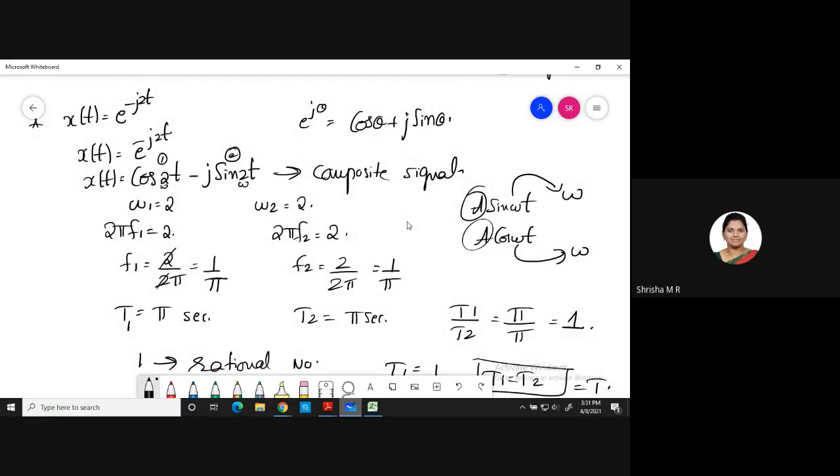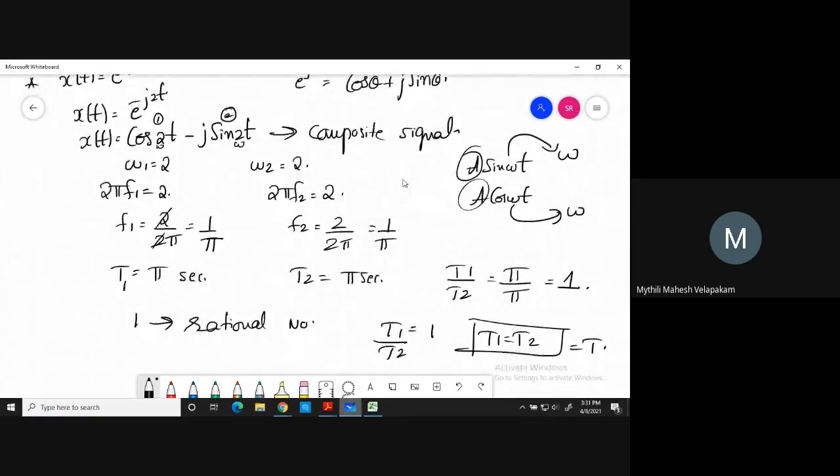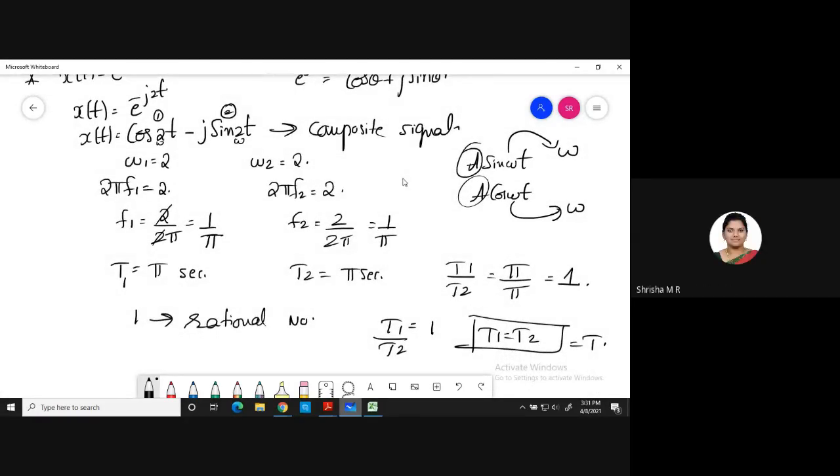How to find whether the signal is periodic or non-periodic? Ma'am, isn't it pi? The LCM of pi and pi. The LCM, ma'am, the fundamental period. LCM of T1 and T2. What is that? One minute. Yeah, it's equal to pi. So it's pi. Okay, fundamental period is equal to pi.